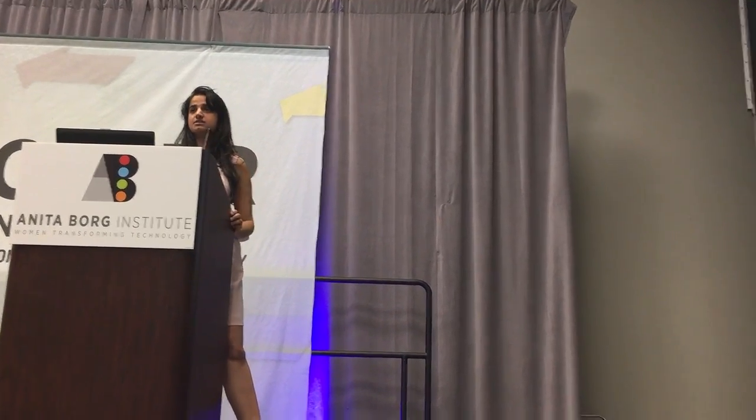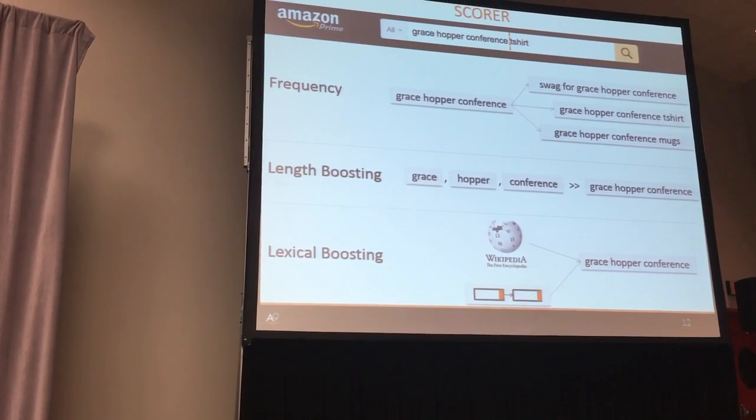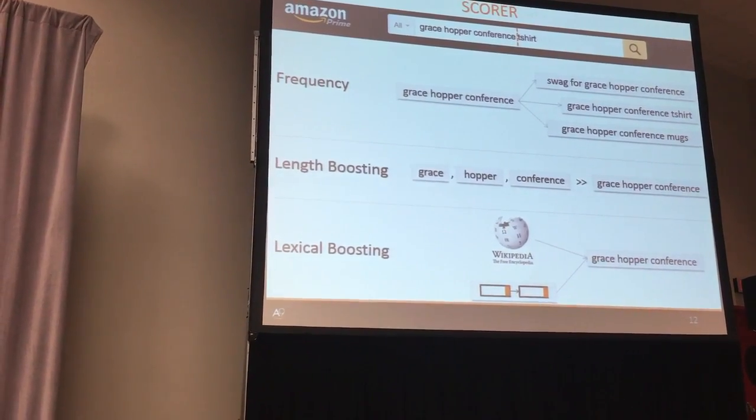The other one is the lexical boosting. Based on the lexical data sets that we just saw, we generate a score based on the number of data sets the phrase occurs in and the weighting of the data sets. So Grace Hopper conference occurs in Wikipedia, it occurs in reformulations, and we probably weight reformulations more than Wikipedia, and that's how we get some scoring.